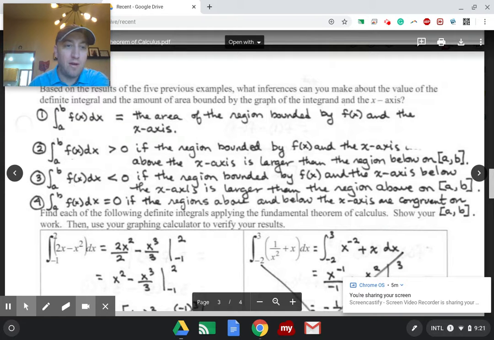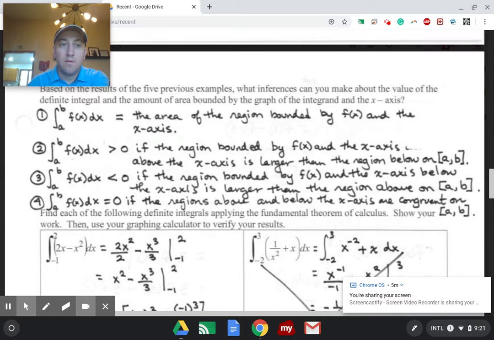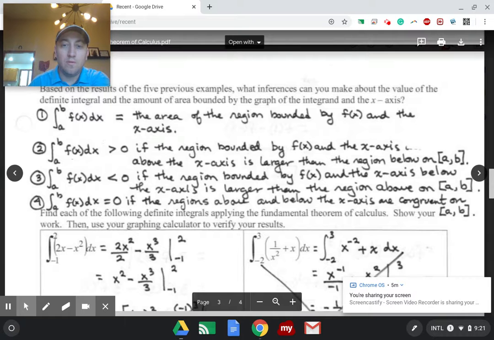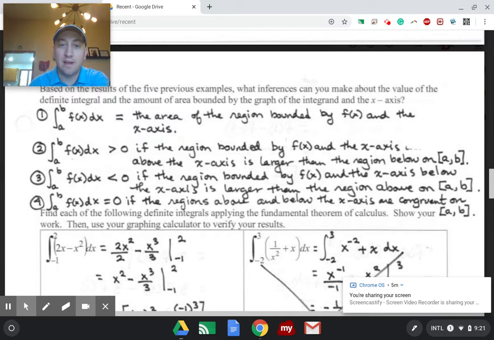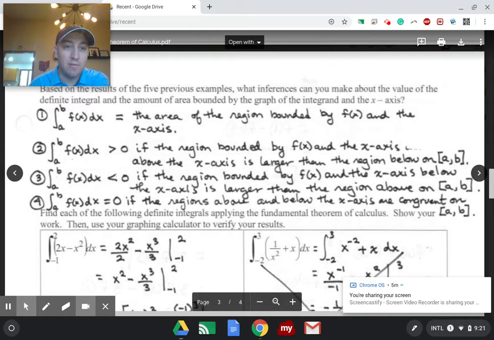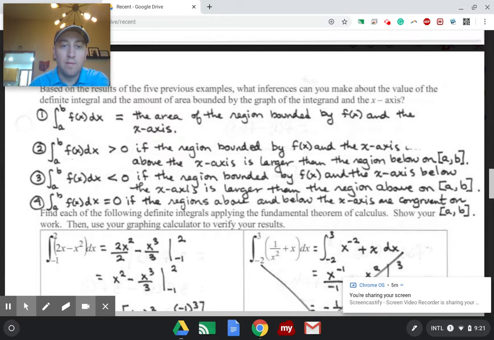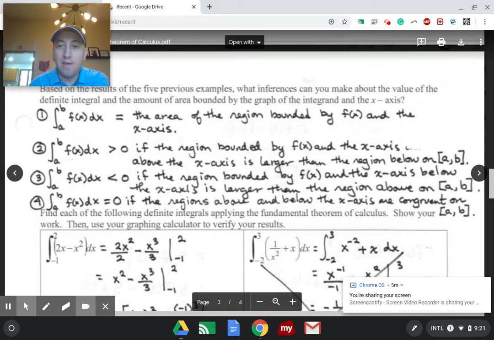If your answer to your integral is greater than 0, the larger region is above the x-axis. So most of your area is above the x-axis, making it greater than 0. If your answer is less than 0, the region bounded by f of x and the x-axis below the x-axis is larger than the region above. And if it's equal to 0, your 2 regions from the top and from the bottom are exactly the same, and they end up canceling out, which makes it equal to 0.